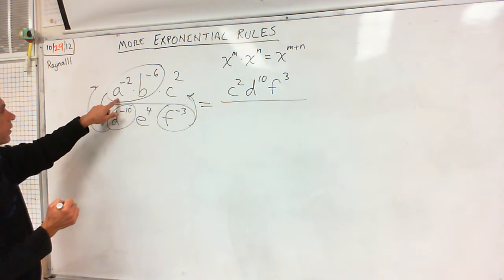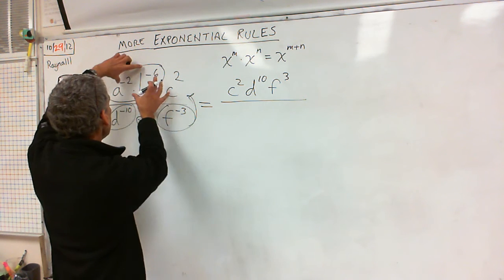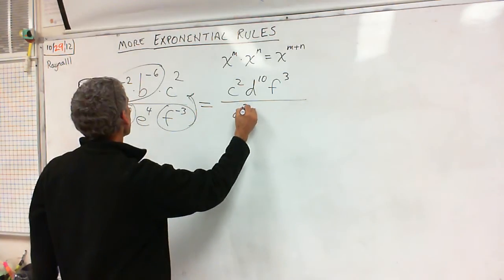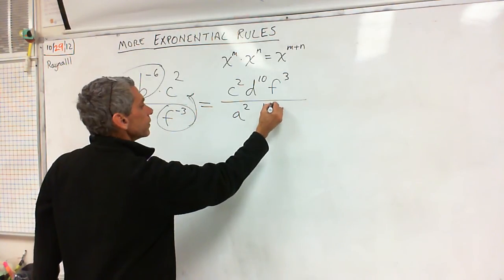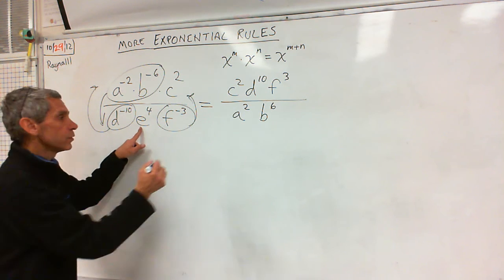Now I'm going to write this first. I just like them in alphabetical order, sort of. I'm going to bring these downstairs to make them both positive. So I've got a squared times b 6, and then I still have this e to the 4th here, right? So I have to include that.